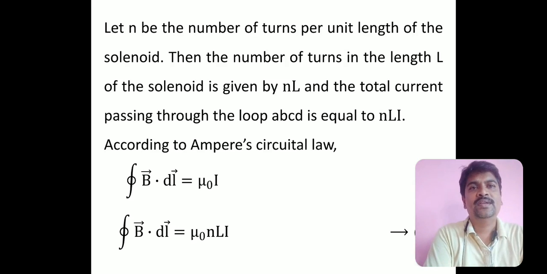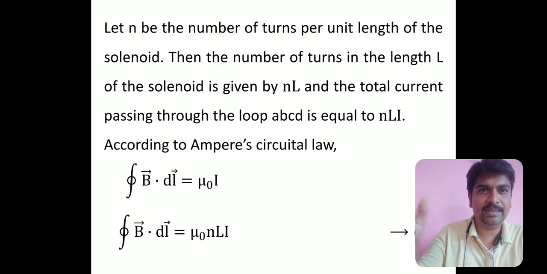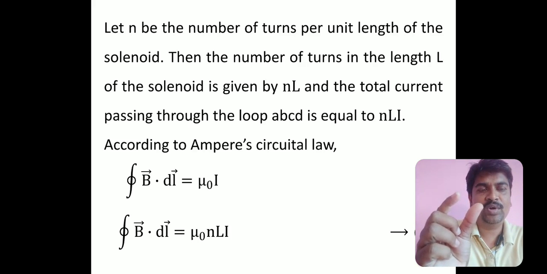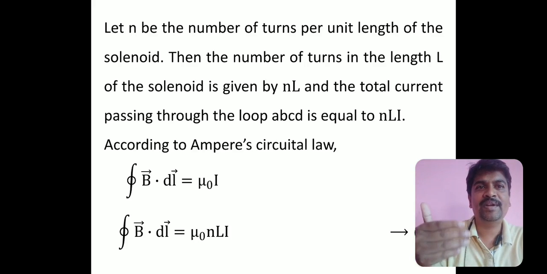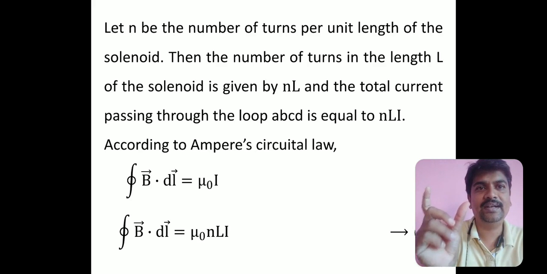Now, let n be the number of turns per unit length of the solenoid, which I have defined in my previous video itself. The n is the number of turns per unit length. Now, the number of turns in that small length of rectangle, capital L. In that small length, what could be the number of turns? The number of turns will be simply n into L. n is the number of turns per unit length, multiplied by capital L, it gives you the number of turns in that rectangle of length L.